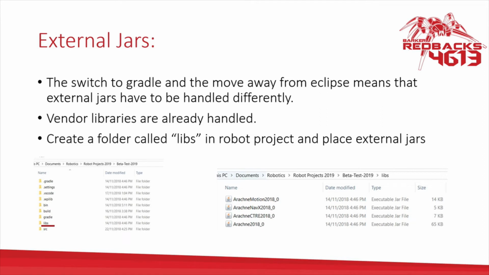The approach in our tutorial, and this is how we did it, is to first create a folder called libs in the robot project and place your external jars there. So there we have our Arachne library, which is publicly available. It doesn't have to be called libs, but it's simple and explanatory, like libraries, so that's what we suggest.